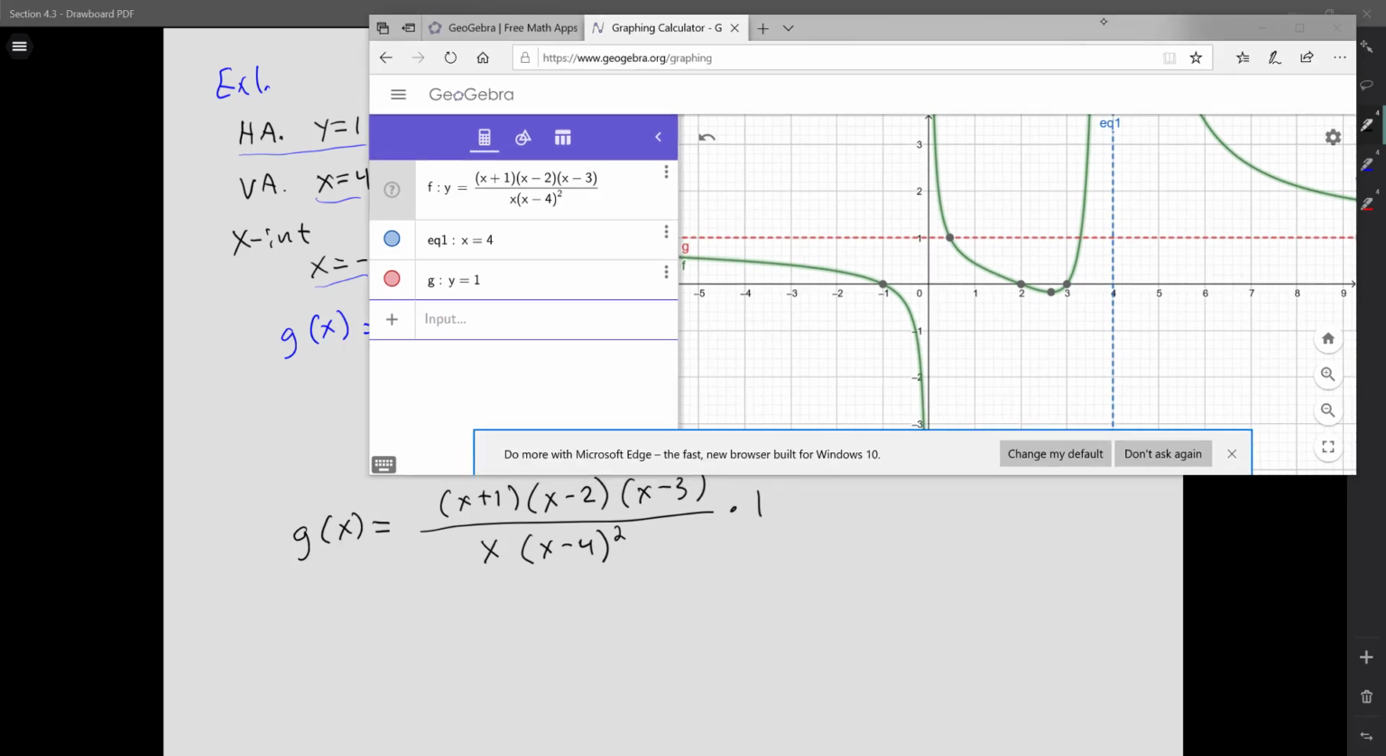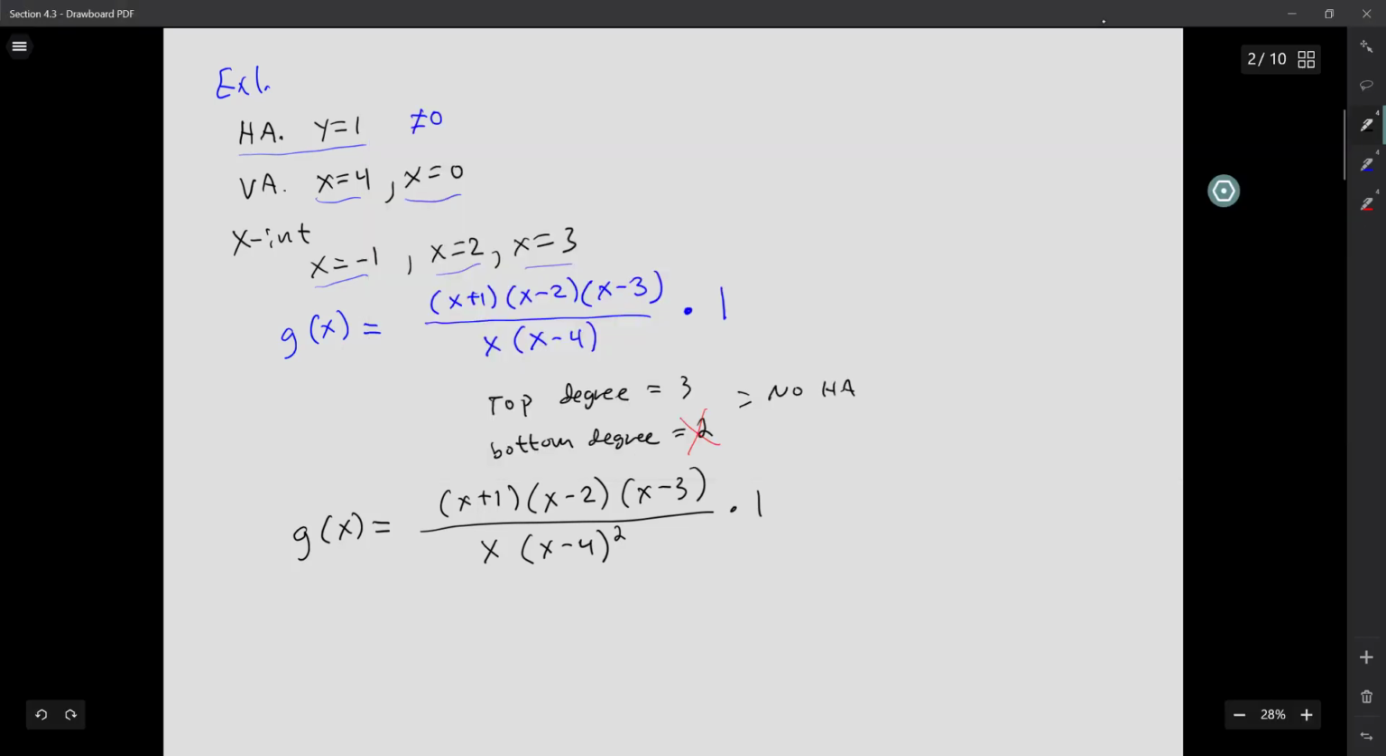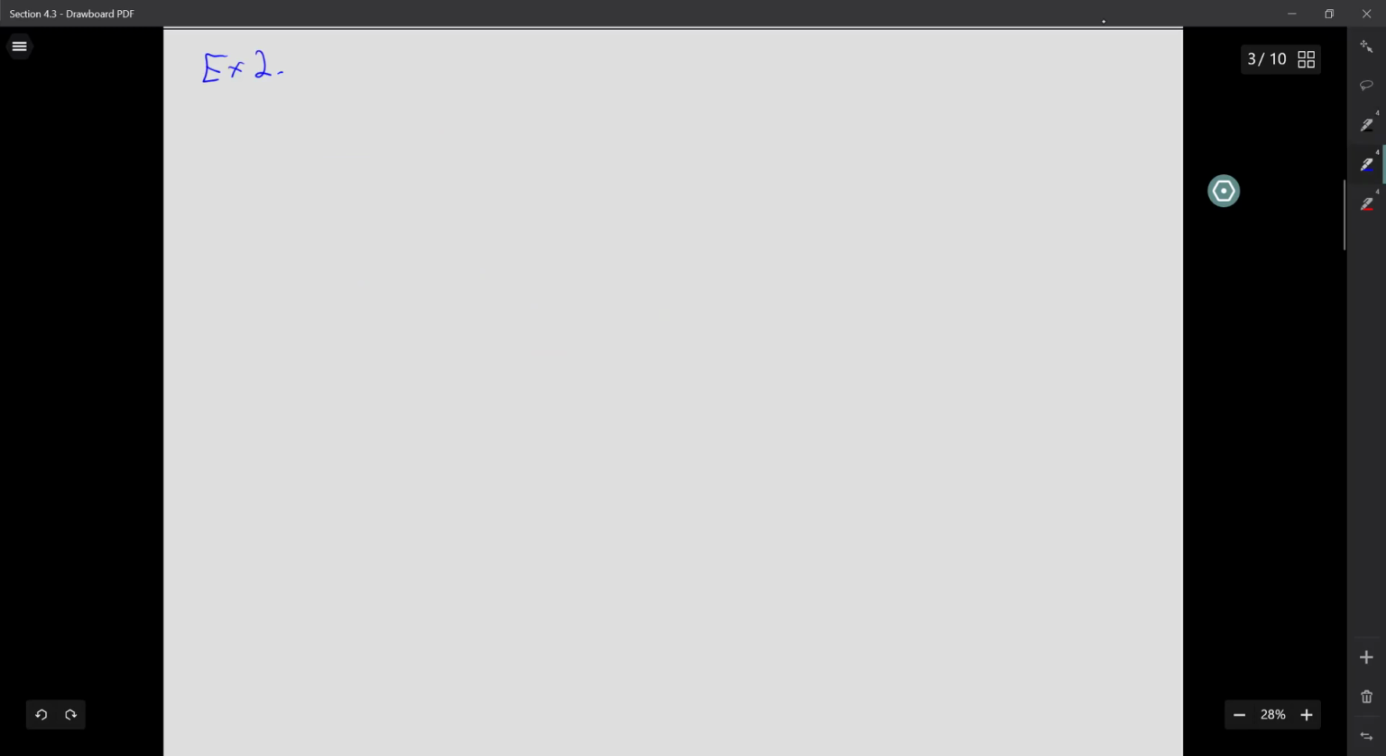I have my vertical asymptotes at 0 and at minus 4. I squared it to make sure they go up in the same direction on both sides. That's what I have in the denominator up there. And on the top I have x plus 1, x minus 2, and x minus 3 for my x-intercepts, minus 1, 2, and 3. So let's try that again with a different looking function.